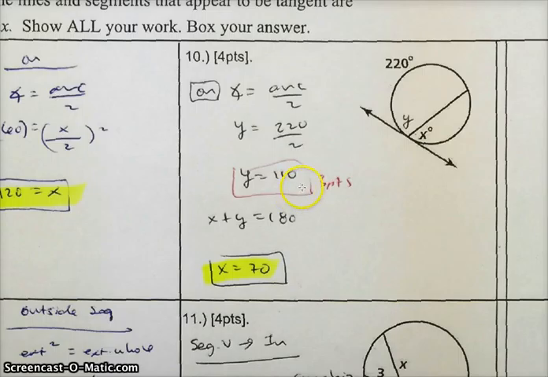And again, linear pair supplementary, subtract that from 180, you get 70. Another way of doing the problem is just taking 220 and subtract that from 360, so you get 140. So this arc here is 140. Angle equals arc divided by 2, so 140 divided by 2 gives you 70.